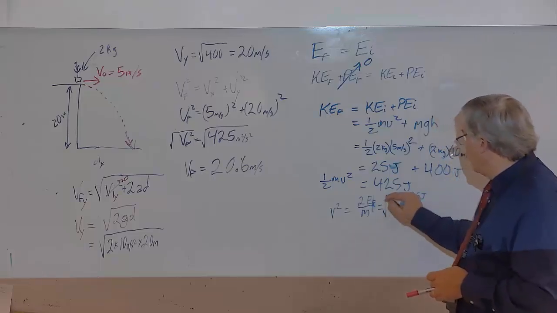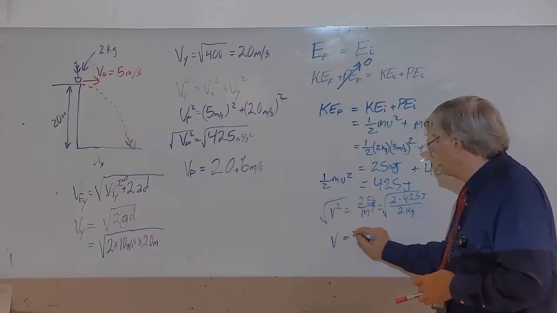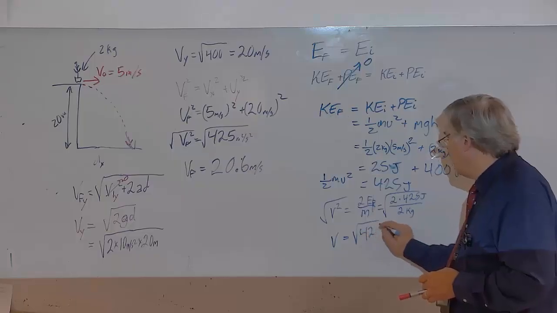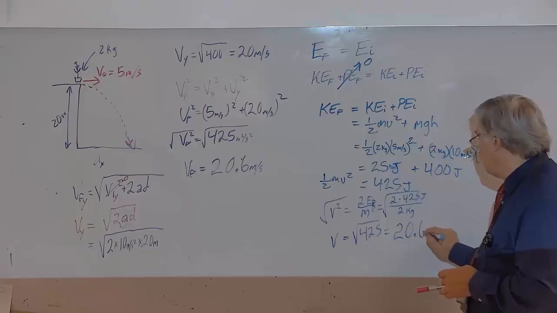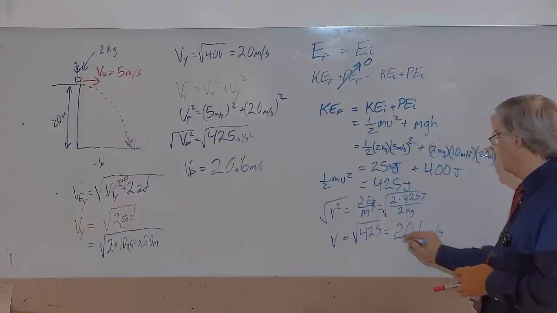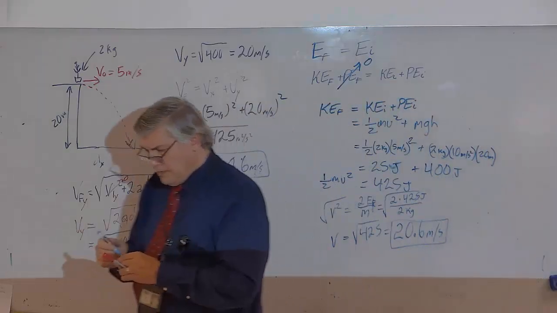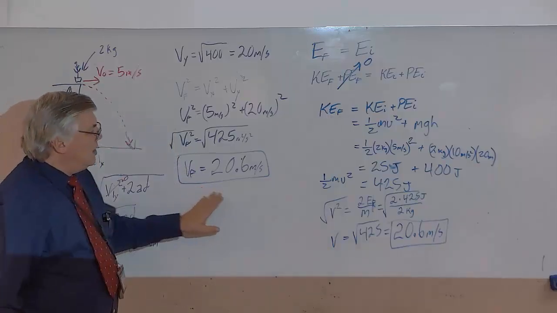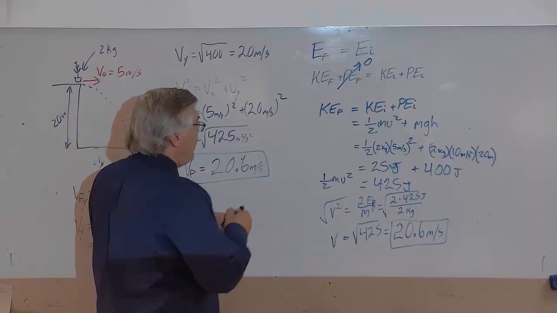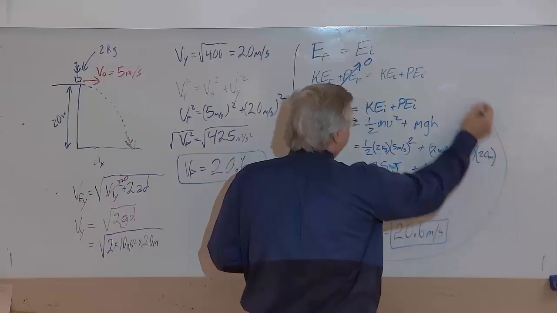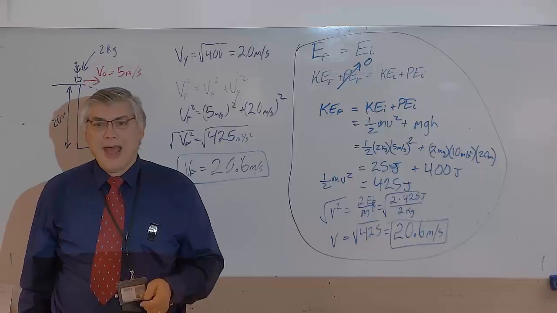So if I take the square root of both sides, I end up with velocity is equal to the square root of 425, which, surprisingly enough, or maybe not surprisingly, is 20.6 meters per second. So these two numbers, these two velocities, are the same. Okay? This way over here, I did it with energy. And truth be told, I really didn't even need the mass.